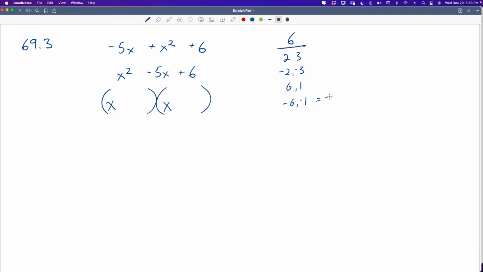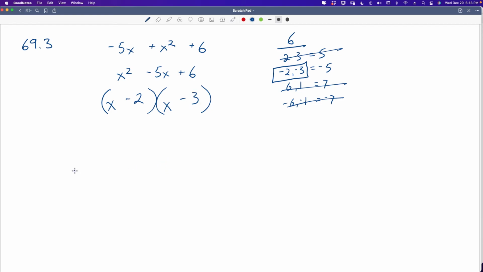All right, so this is negative 7. That's 7. That's negative 5, and this is positive 5. We want negative 5, so these are the ones we're going to use. Not that one, or that one. So negative 2, negative 3.